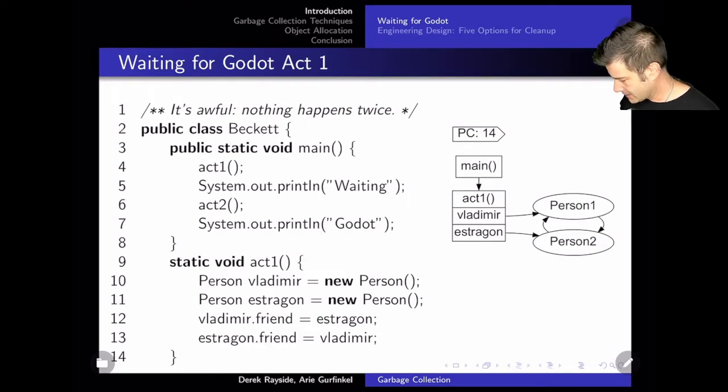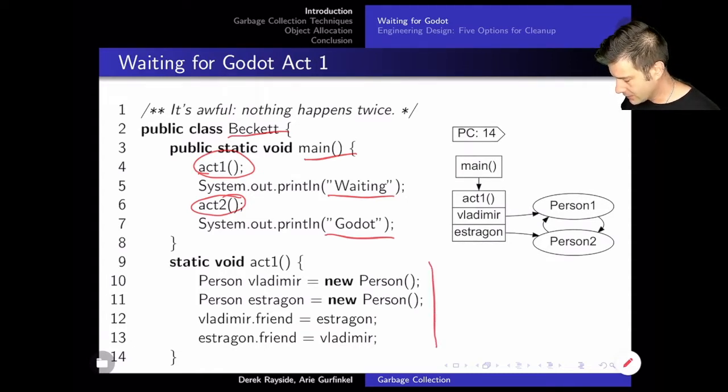So we have this class, Beckett. There's a main method. The main method calls act1, then prints waiting, act2, and then prints Godot. Act1 has the following code. We have two players in it, Vladimir and Estragon, also person, and then they are connected to one another. Estragon is a friend of Vladimir, and Vladimir is a friend of Estragon.